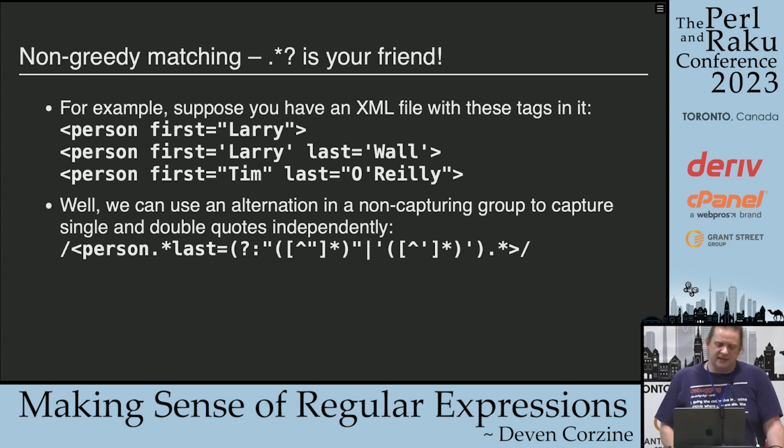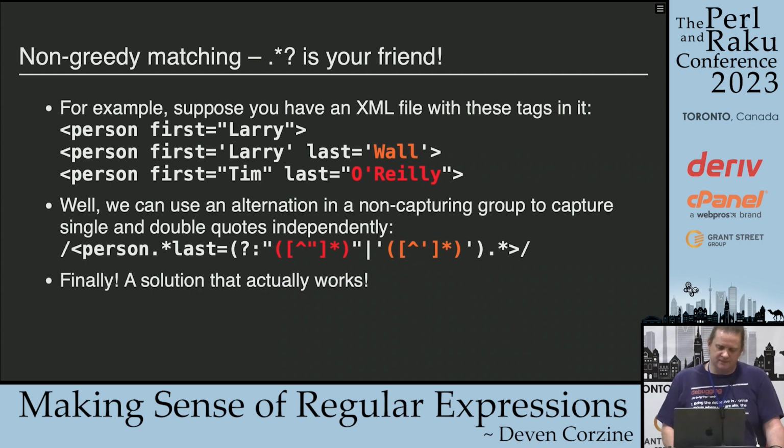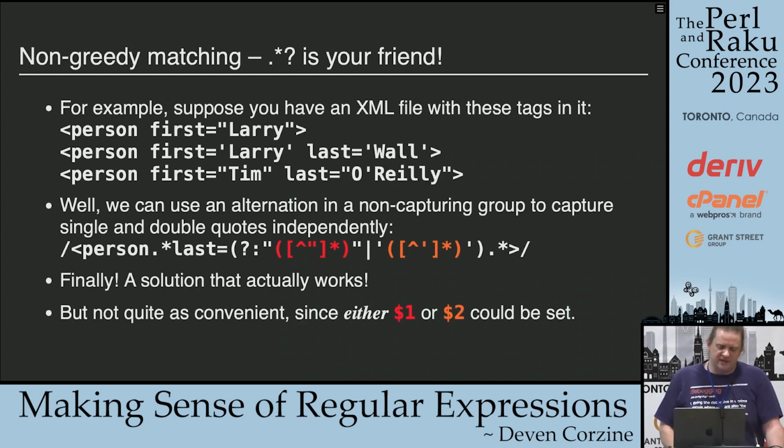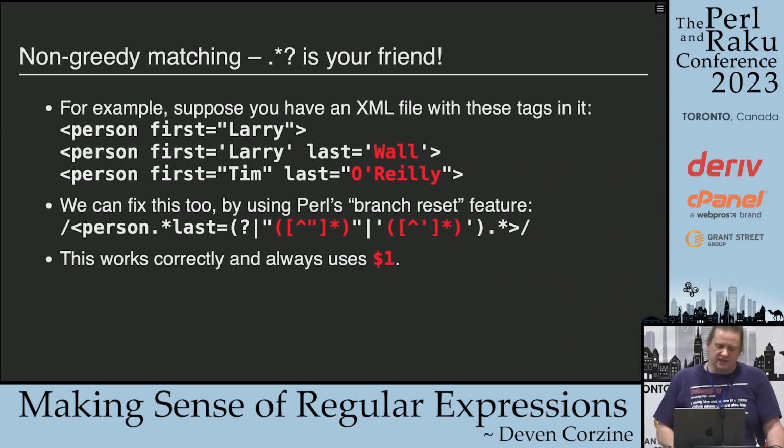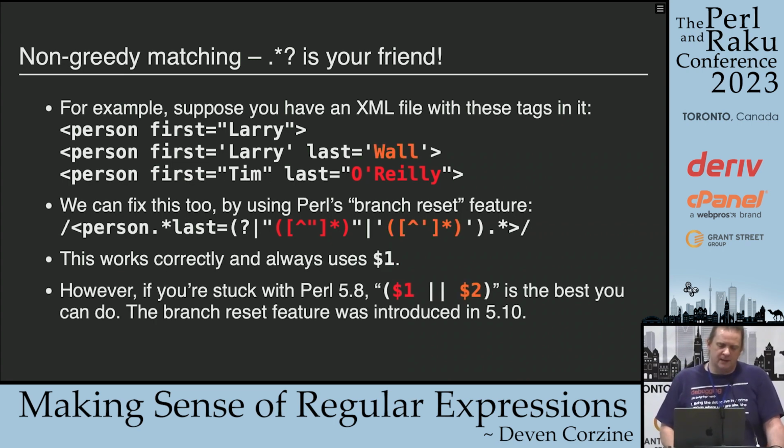We can use an alternation in a non-capturing group to capture the single and double quotes independently. And this actually does work. But it's not quite as convenient since either $1 or $2 could be set depending on which matches. But you can fix that too if you use that branch reset feature I mentioned, which works correctly and will always use $1 for the match here because it resets that second branch to be the same counter. However, if you're stuck with Perl 5.8, the $1 or $2 is the best you can do because that was introduced in 5.10.